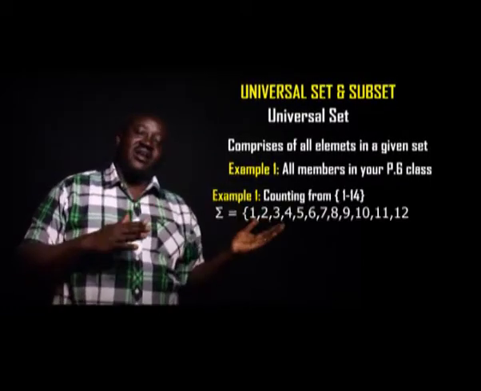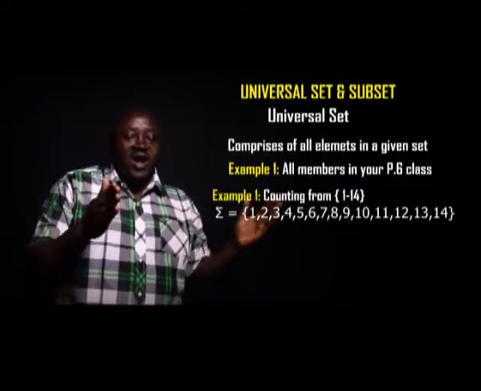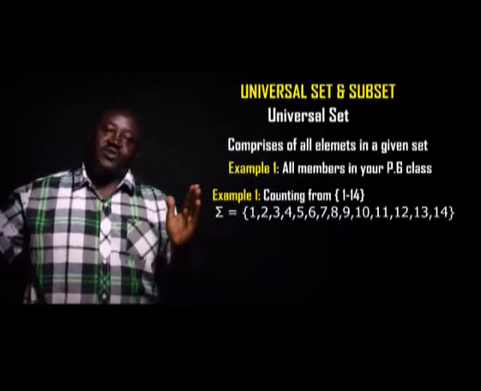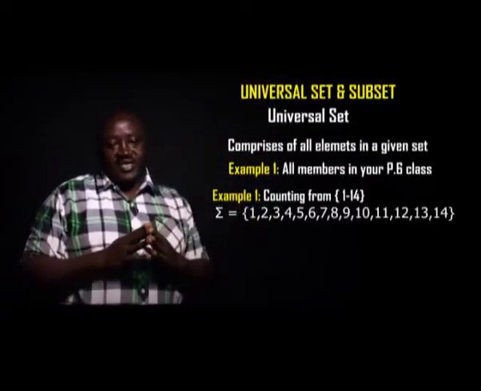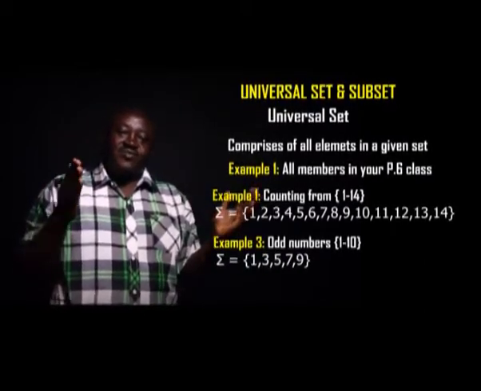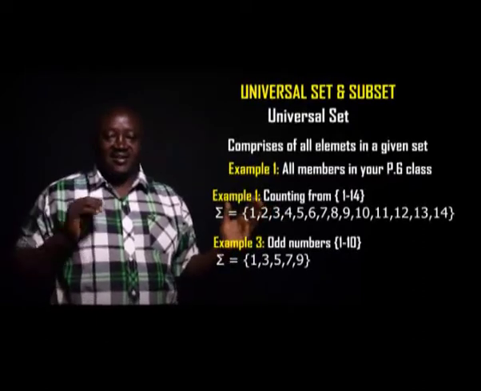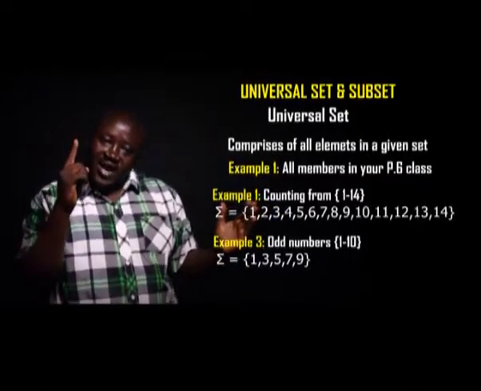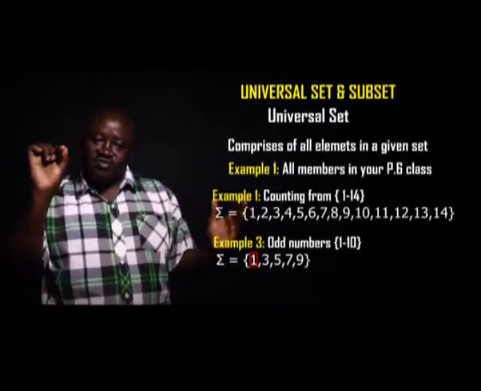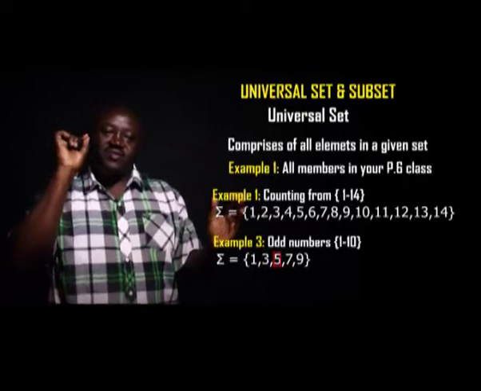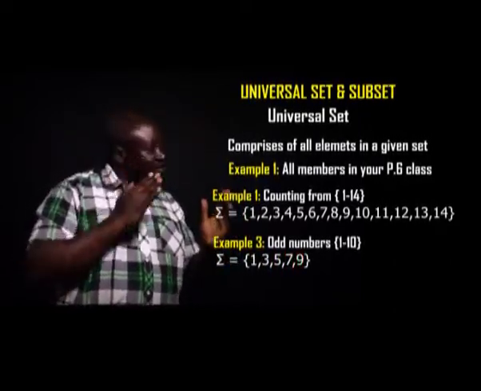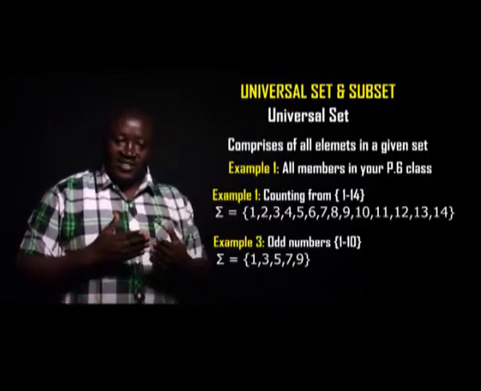Another example can be counting from 1 to 14. So 1, 2, 3 up to 14 is the whole universal set. Or you can have odd numbers from 1 to 10. Of course, you know 10 is not an odd number. So you have 1, 3, 5, 7, and 9. Those are the odd numbers in our set.